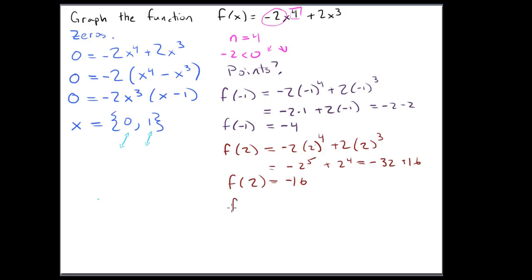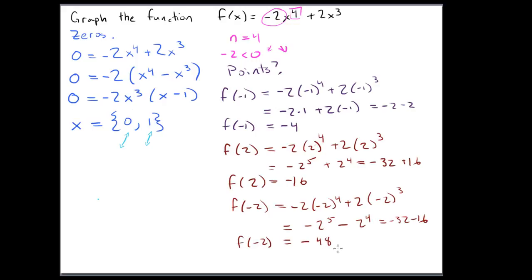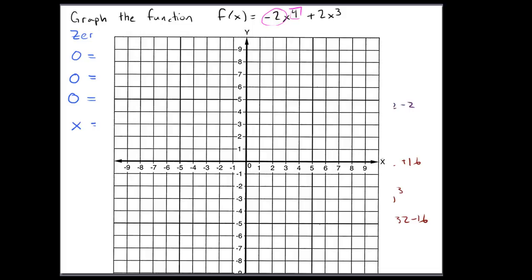And I'm sure if we were to look at f of negative 2, we'd have about the same thing. We would have negative 2 times negative 2 to the fourth plus 2 times negative 2 cubed. This would end up being negative 2 to the fifth minus 2 to the fourth, which is negative 32 minus 16. f of negative 2 is equal to negative 48. That's very negative. This thing's going to be very steep coming out of those zeros. Okay, let's do what we can to graph it. So we need our zeros at 0.